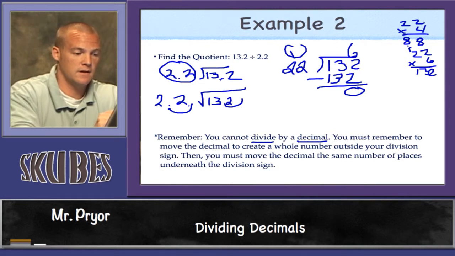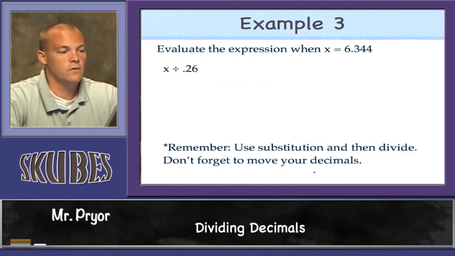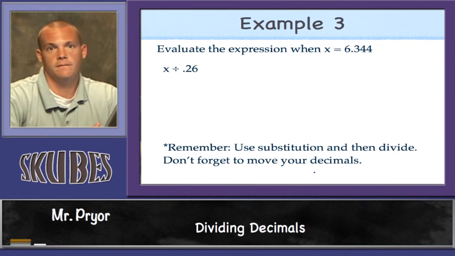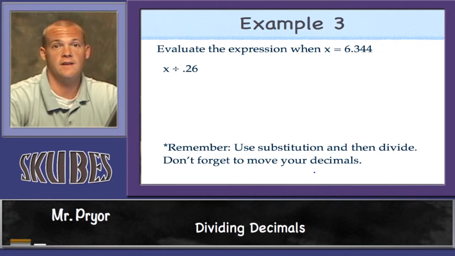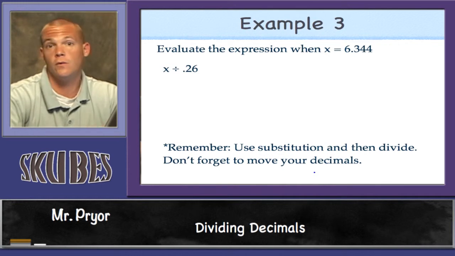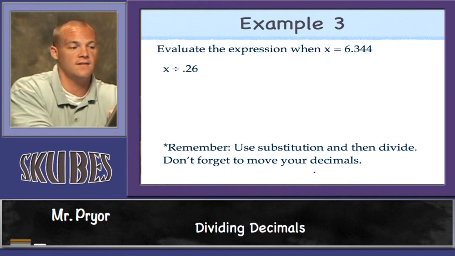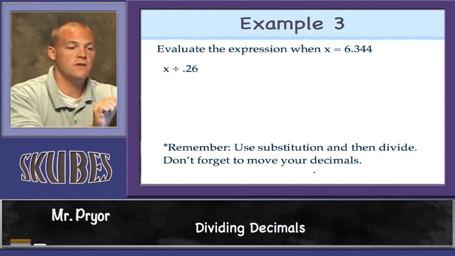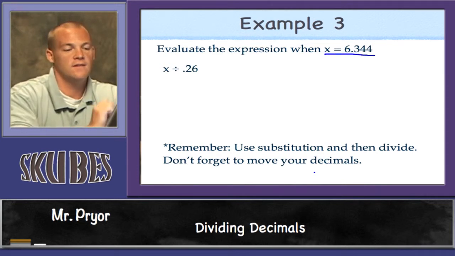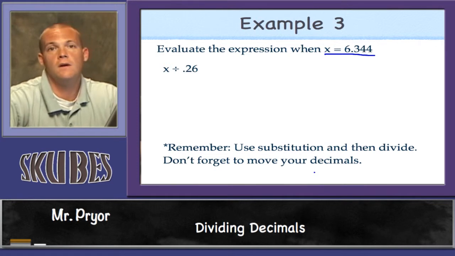All right, the next example here is going to be more of what we call an expression. Once you learn a concept, they're typically going to take that same concept and include unknowns or variables. In this case, x divided by 0.26. They give you the value here, as you can see, 6.344, to fill in for x.